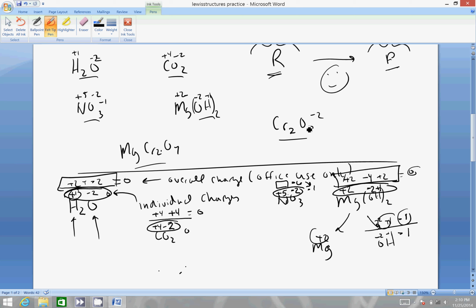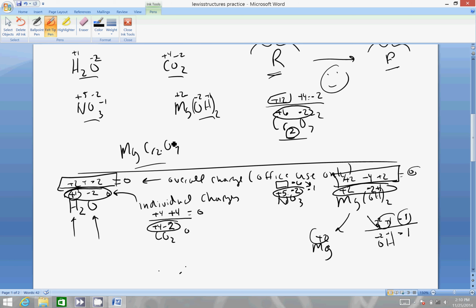Let's do the chromate. And the chromate has an overall charge of -2. So oxygen is a -2 times 7 is a -14, and then I need a +12 in order to get a -2 charge. So there's 2 of these guys here for a +6. And these are my oxidation states.